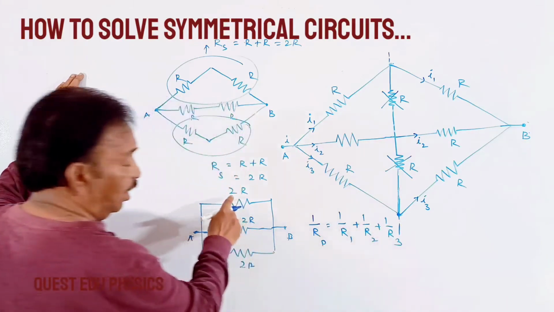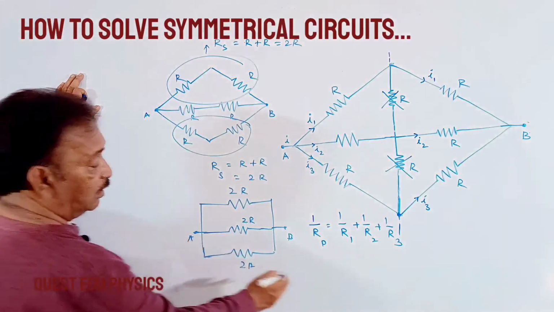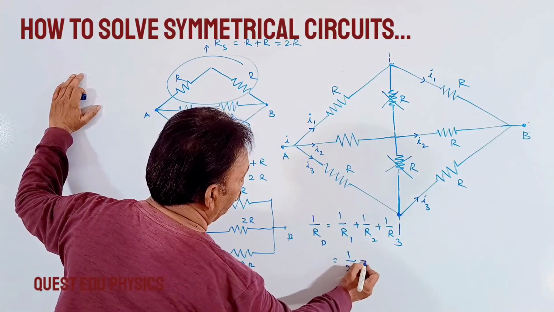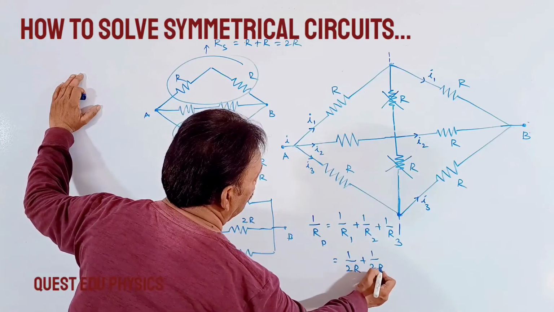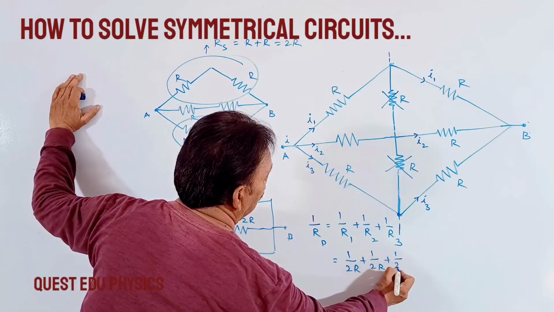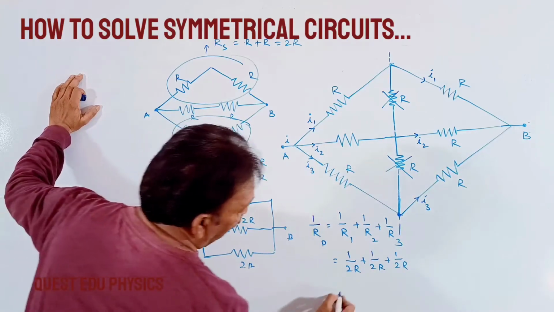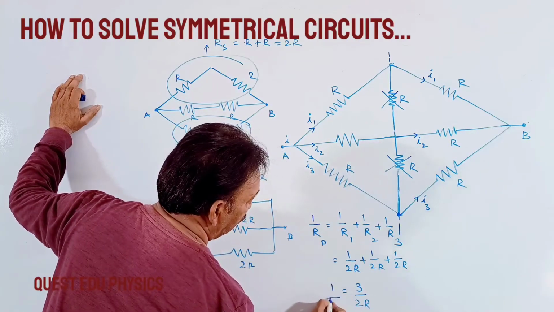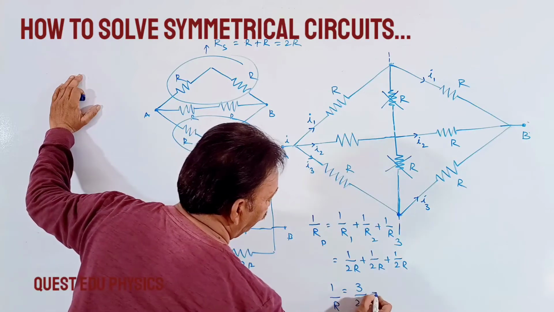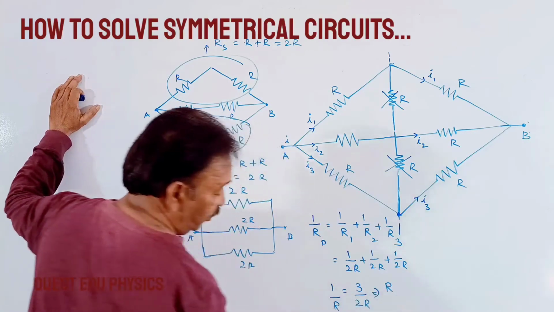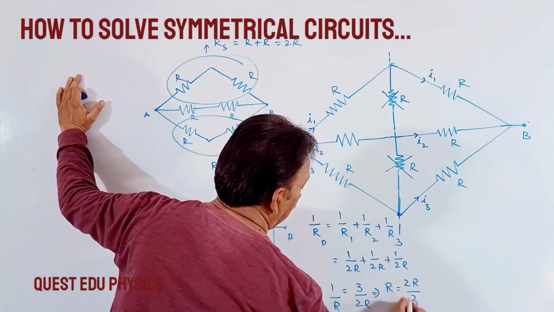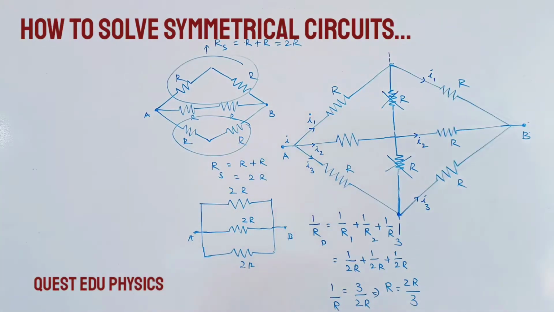Let's take them as R1, R2, R3, and we will get 1 by 2R plus 1 by 2R plus 1 by 2R. Finally, you can write 3 by 2R is equal to 1 by Rp. Effective resistance Rp is equal to 2R by 3. In this way, we can solve the circuits.